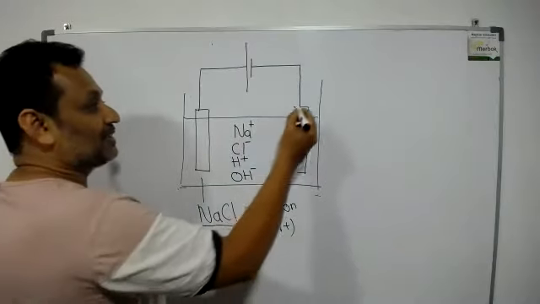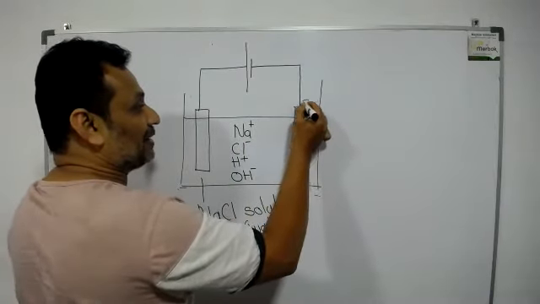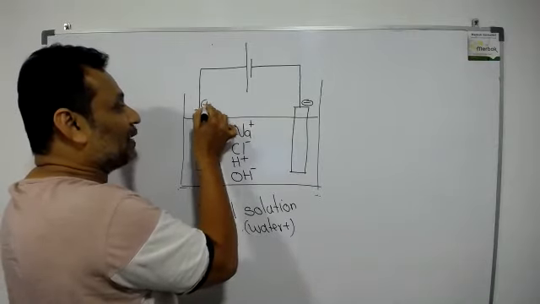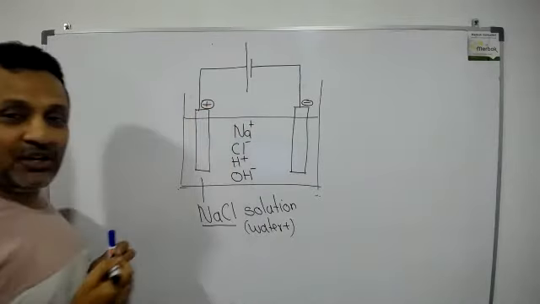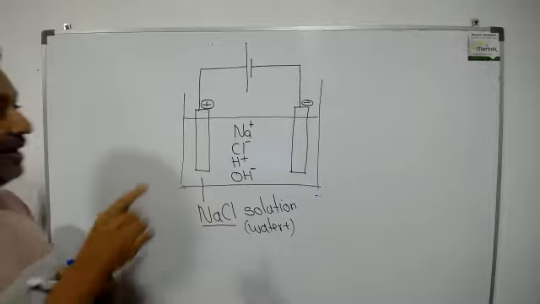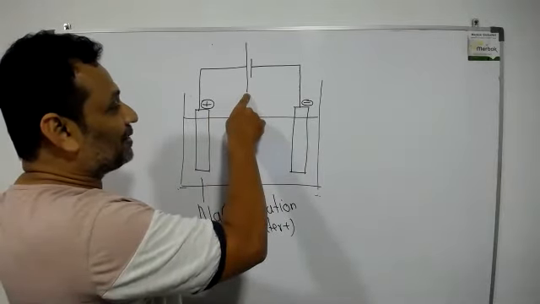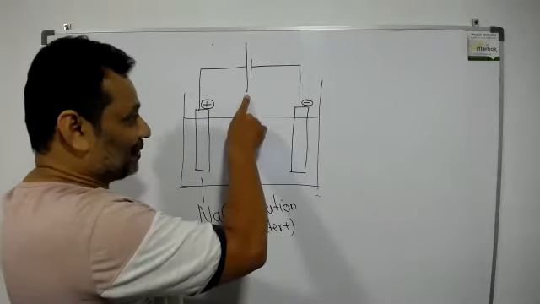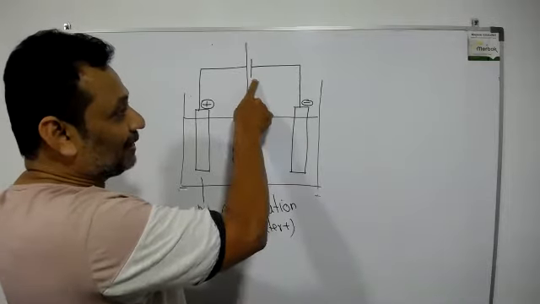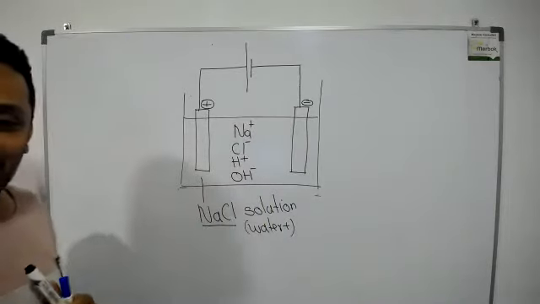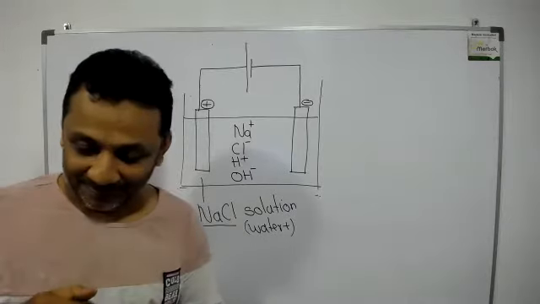This is going to be the negative electrode. This is going to be the positive electrode. The electrode connected to the positive end of the battery is the positive electrode. The electrode connected to the negative end of the battery is the negative electrode. Are you clear?